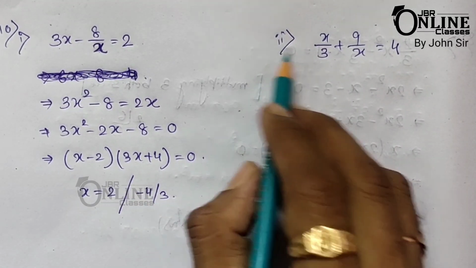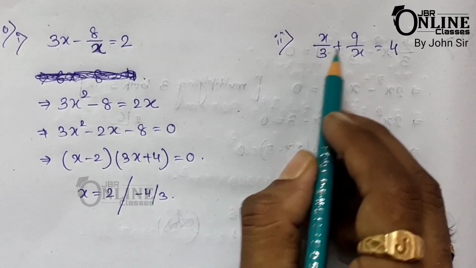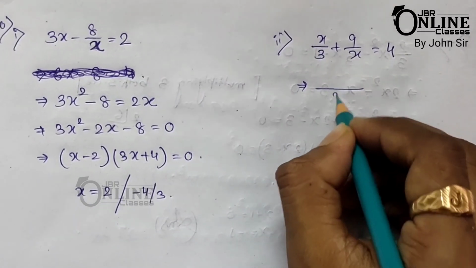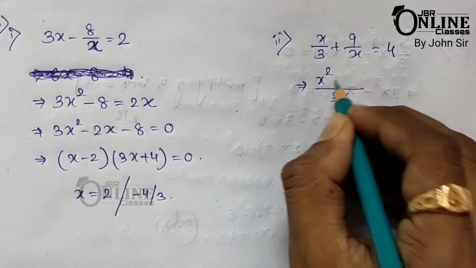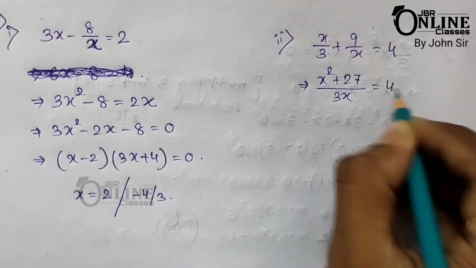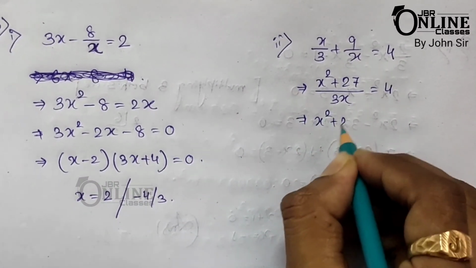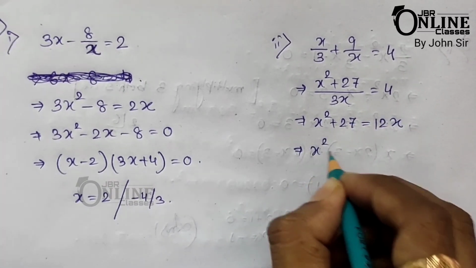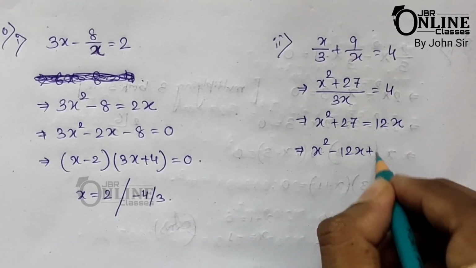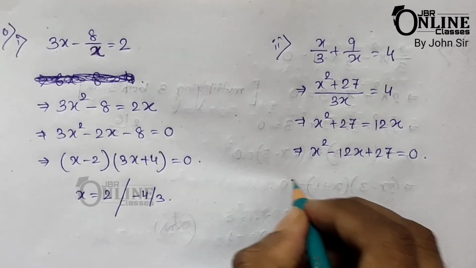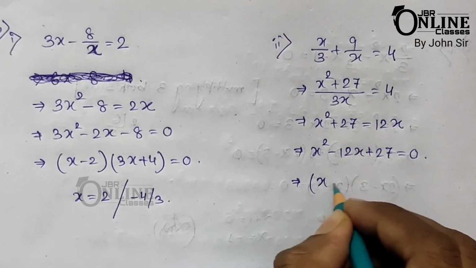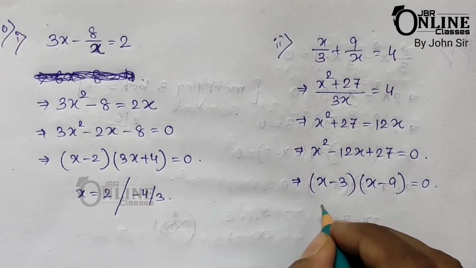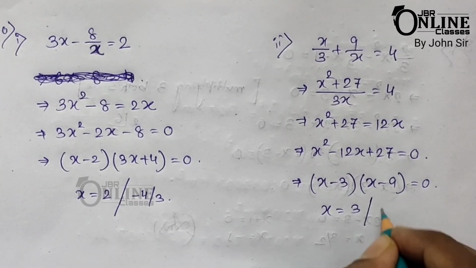Now next problem, sum number 10-2. In sum number 10-2, x/3 + 9/x = 4. So here the LCM is 3x and it becomes x² + 27 = 4. So here x² + 27 = 12x. So finally x² − 12x + 27 = 0. After middle term factorization, you will get (x − 3)(x − 9) = 0. So the final answer is x = 3 or x = 9.